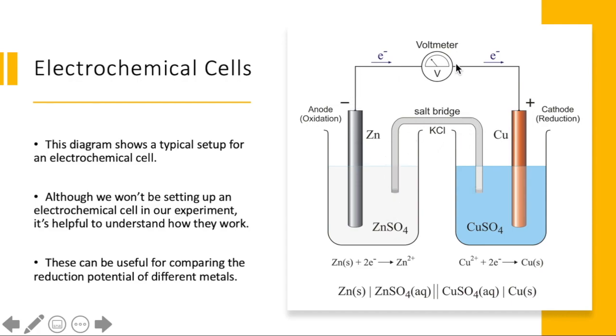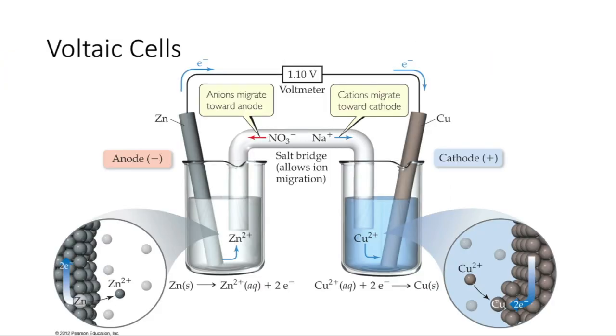And the electrodes here have to be connected by a wire that allows the flow of electrons from one side to the other. So even though the two half reactions, I should say, are happening in different beakers, the beakers are actually connected together, and that's why the reactions are able to happen. In this experiment, we're not setting up our own electrochemical cell, but we use electrochemical cells to measure the reduction potential of different metals and to compare them to each other.